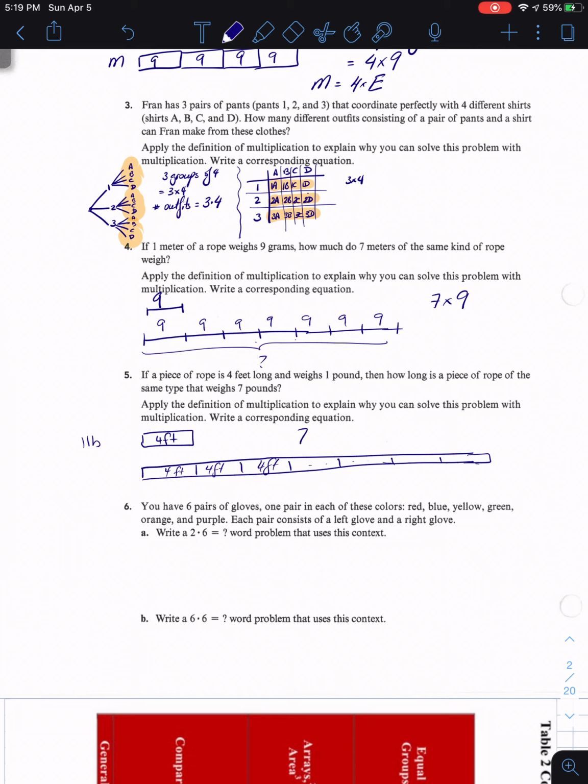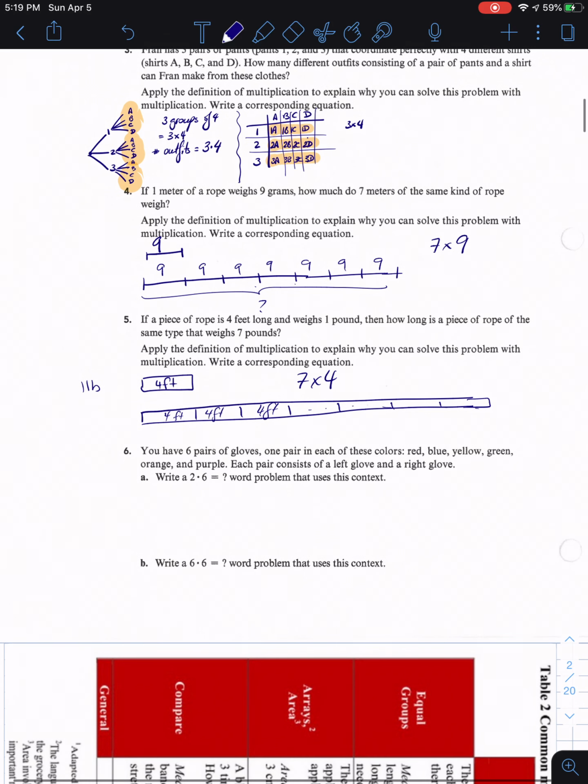So do you see that that would be 7 times 4? So 7 pounds, 4 feet each. 7 groups of 4.